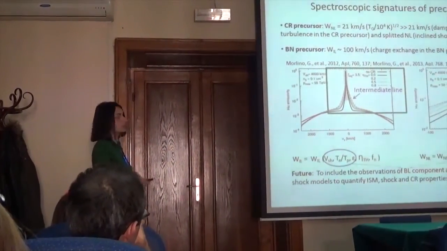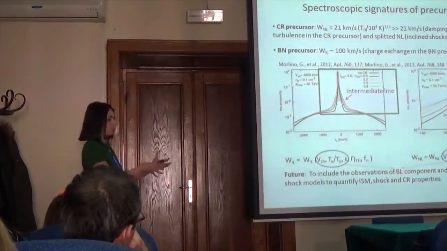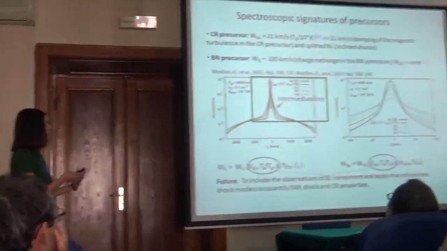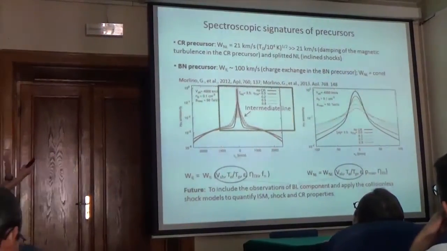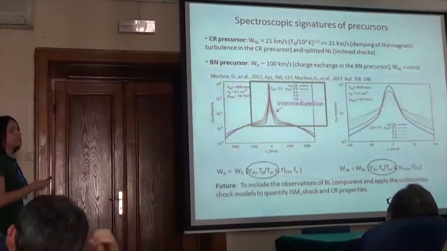Also, once you have a cosmic ray precursor, you also have momentum transfer in the pre-shock, and if you have inclined shocks in projection, you would see a split narrow line.